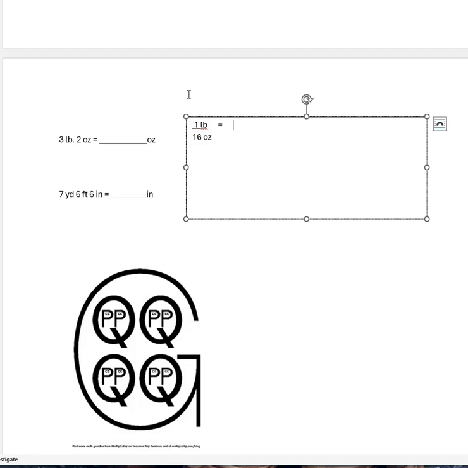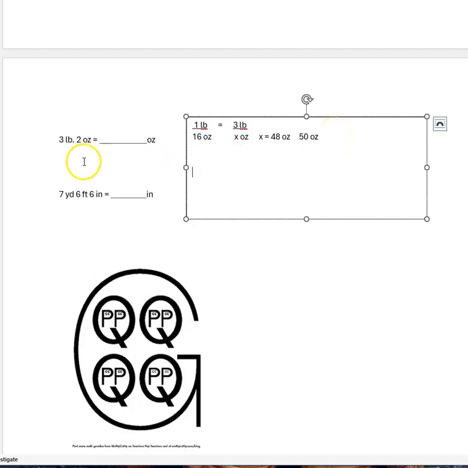So I'm looking to change 3 pounds into X ounces. Now, I can look at this and I can say, I just went from 1 pound to 3 pounds. I multiplied by 3. So I can just multiply 16 times 3, and I'll get X equals 48 ounces. Okay, now what I have to do is just add this 2 that's here. So 48, 49, 50 ounces. So I've got my total answer.